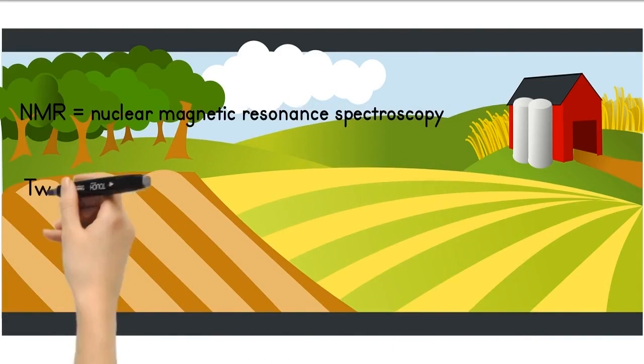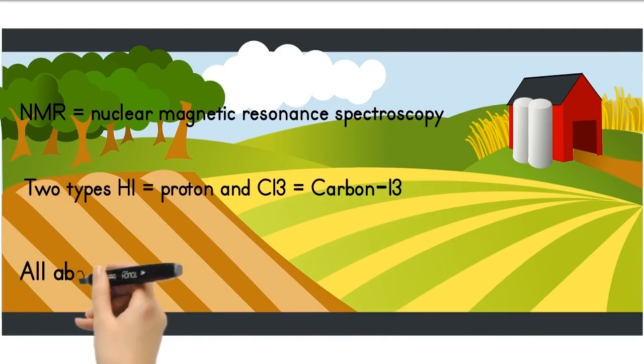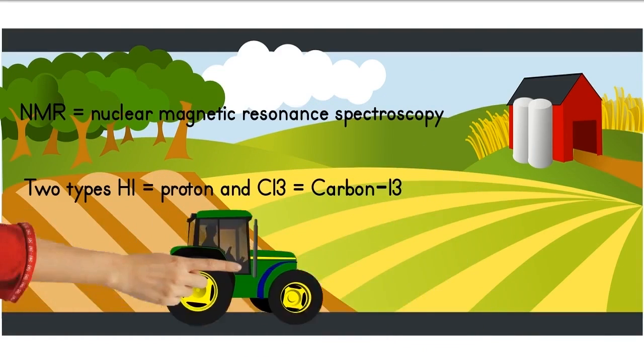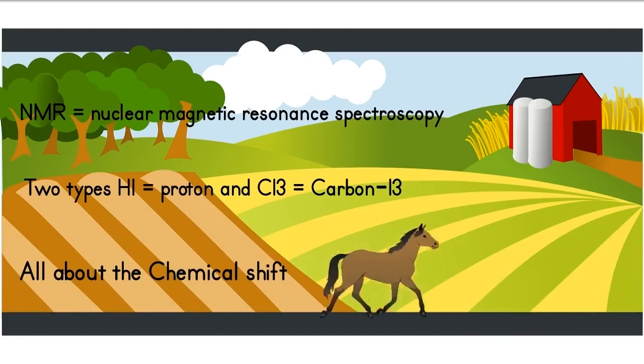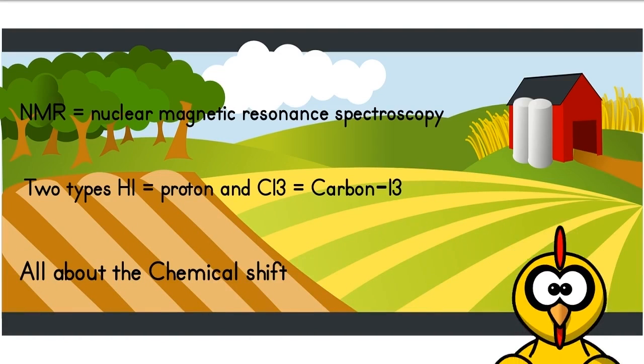NMR stands for Nuclear Magnetic Resonance Spectroscopy. There are two types, proton NMR and carbon-13 NMR, each producing different chemical shift patterns.